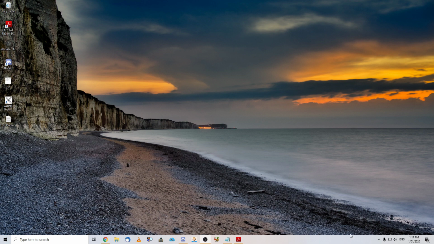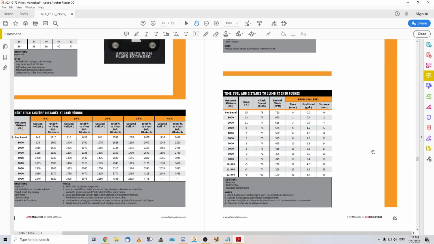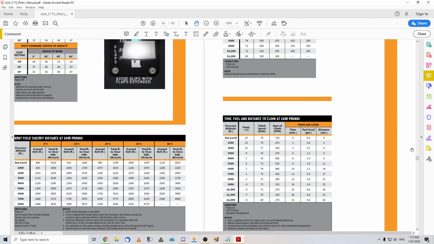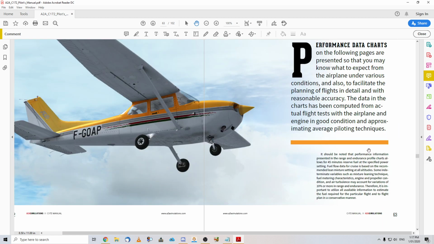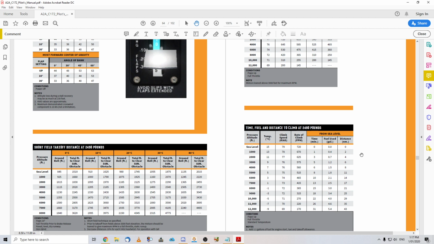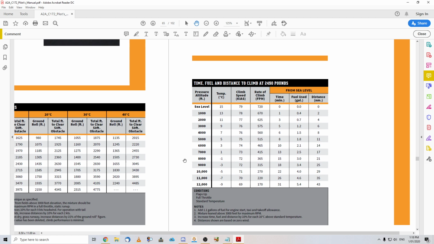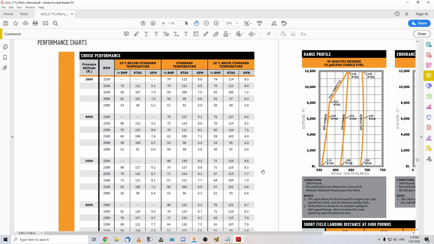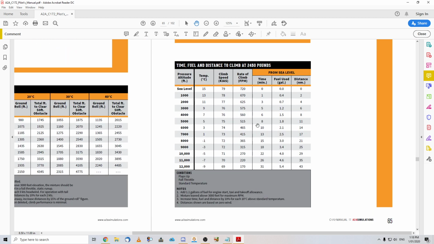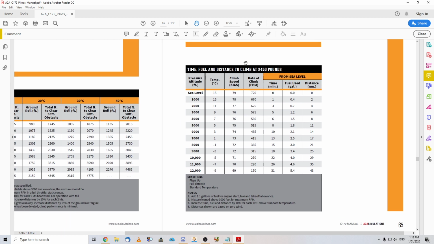So, okay, let's start. When you buy the Cessna 172, you get these what they call performance charts. And the area today we're going to concentrate on in regard to fuel planning is this chart here and this chart here. Now, fuel planning basically requires three phases: your taxi phase, your climb phase, and your cruise phase.